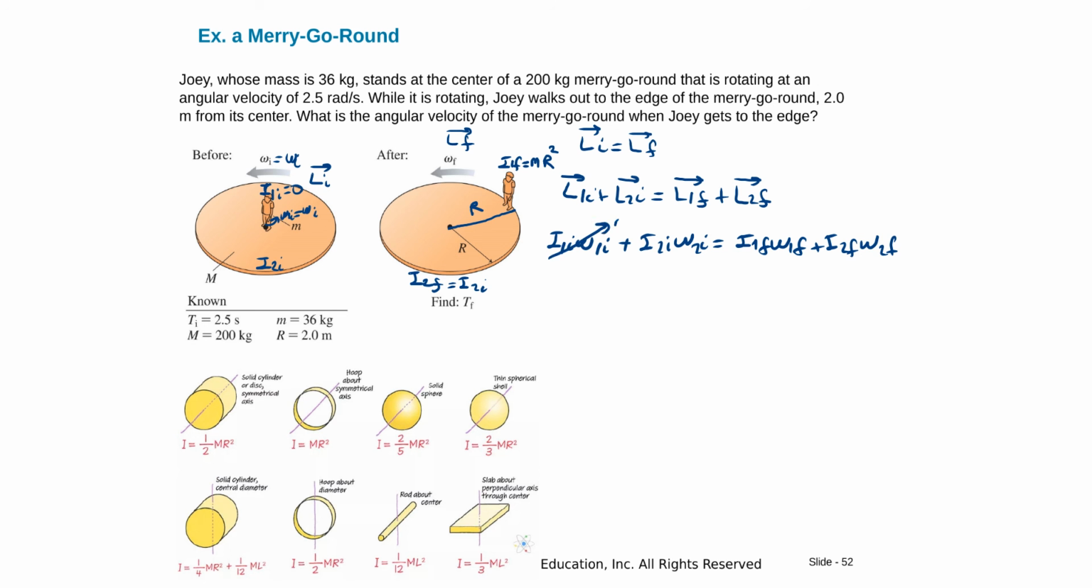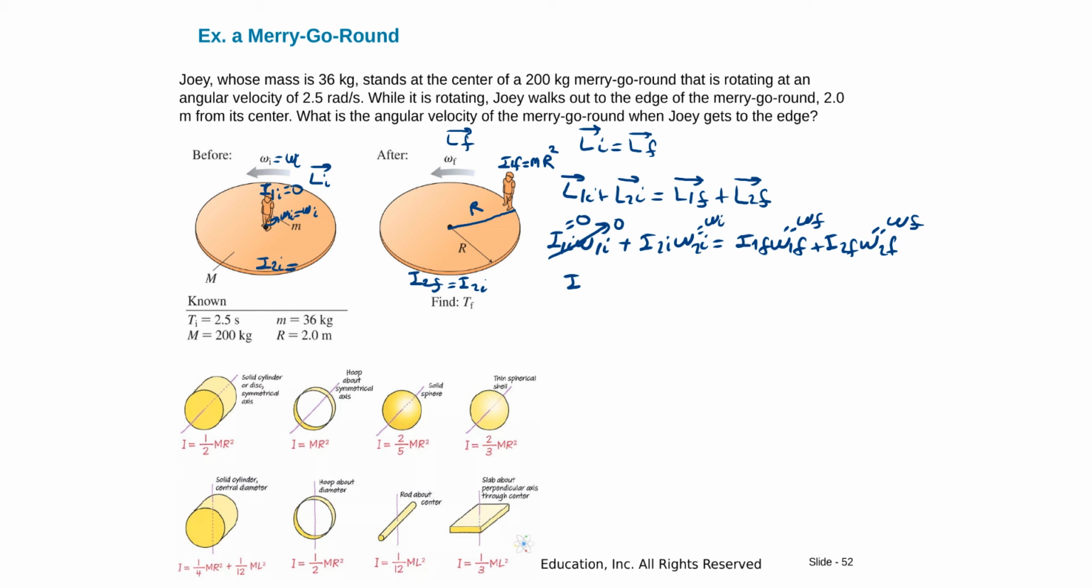This is 0 because I1 initial is 0. Why is it 0? Because it's at the center. If I look at this equation, r will be 0. So whenever there is a rotating object that is in the center of rotation, there is no moment of inertia. Omega 2 initial is omega initial, and their final angular velocities will be the same, so omega final for both. So here's what will be left.